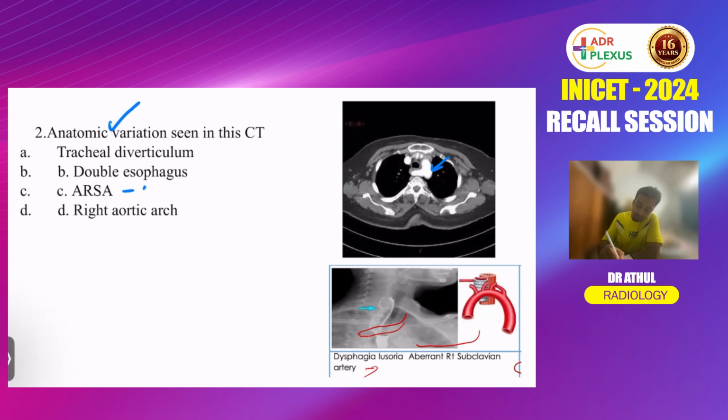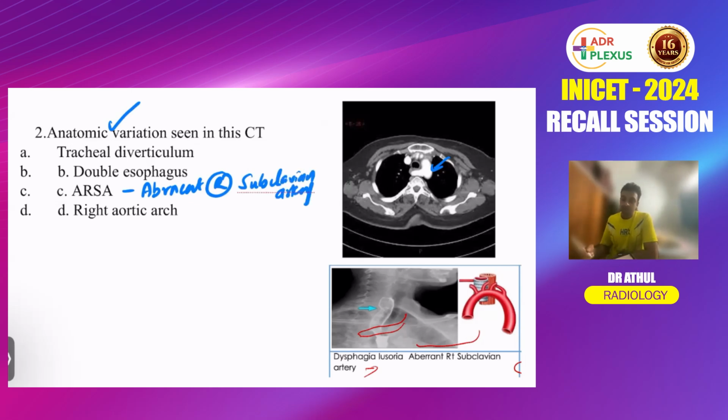that is aberrant right subclavian artery, and right arch of aorta. If it is right arch of aorta, then the aorta should be coming like this. So this is not double arch of aorta, right arch of aorta. Double esophagus, you will be able to see two esophagus, and tracheal diverticulum, you will be able to see an air-filled structure adjacent to the trachea.